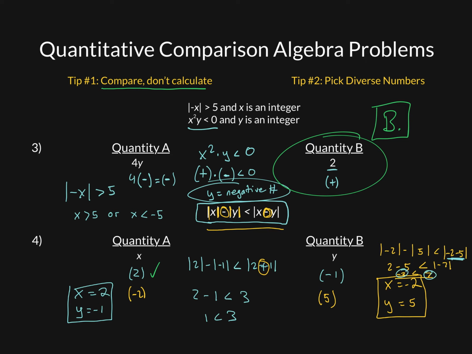So therefore we know that our answer here is going to simply have to be D, because there's a discrepancy. One time quantity A is bigger, when x is 2 and y is negative 1, and another situation is where quantity B is bigger because it's 5 compared to negative 2. So because of that, there's a discrepancy. Our answer choice is D.